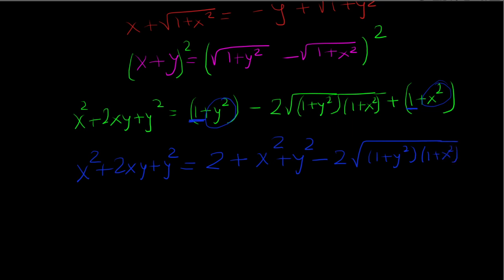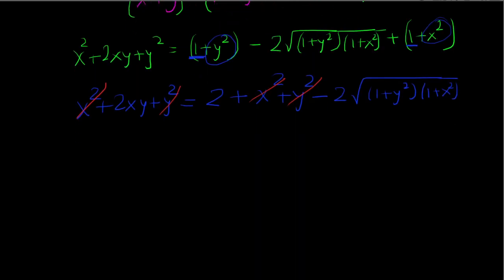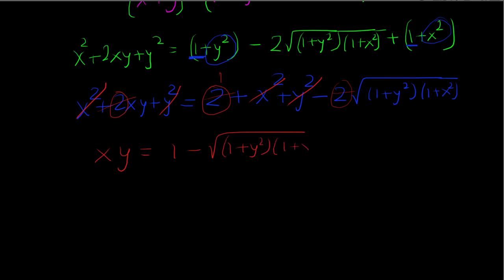The good thing is that a lot of things will cancel. So we have the x squared is going to cancel, and also the y squareds. Notice also that the coefficient will be 2 everywhere, so we can also divide by 2 to make these all 1. So that leaves me with xy equals 1 minus the square root of 1 plus y squared times 1 plus x squared.